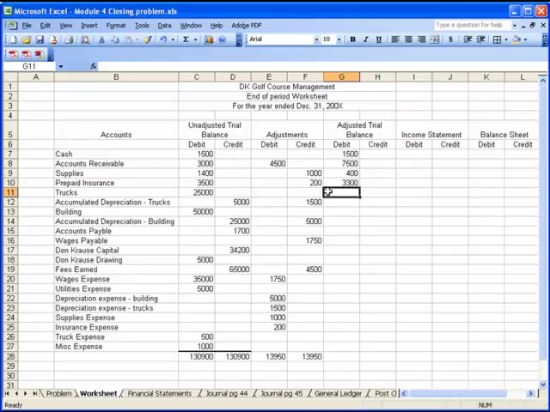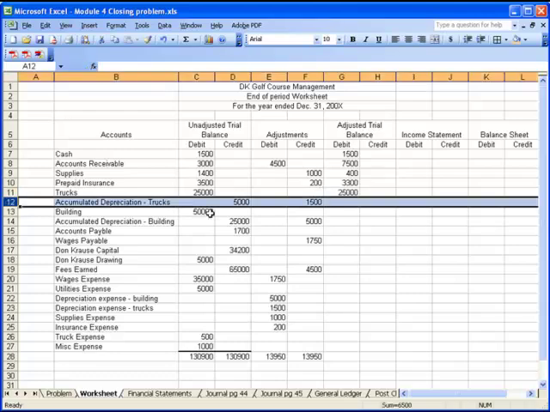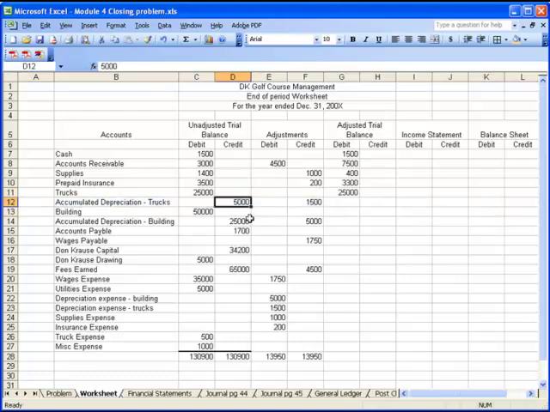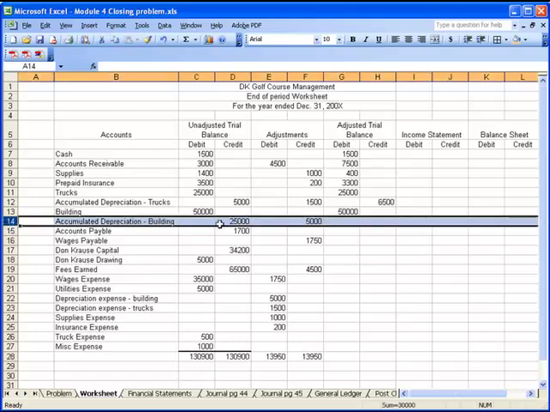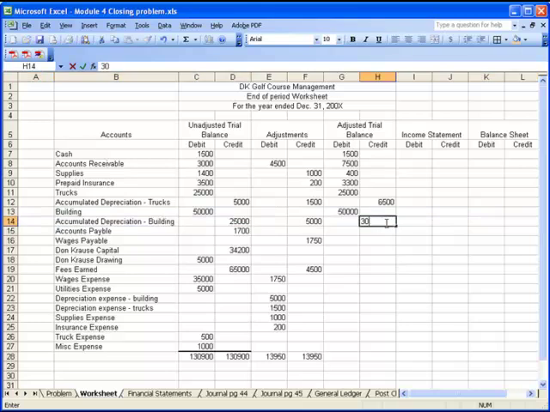Now our trucks, there were no adjustments. We still have $25,000 there. Our accumulated depreciation on our trucks, we started with a $5,000 credit balance. We had a $1,500 credit entry. We add, that means our new balance is $6,500 credit. The building, there was no change, still $50,000. Our accumulated depreciation in our building, we did have a credit and a credit, so we add. We now have a $30,000 credit balance in that account.